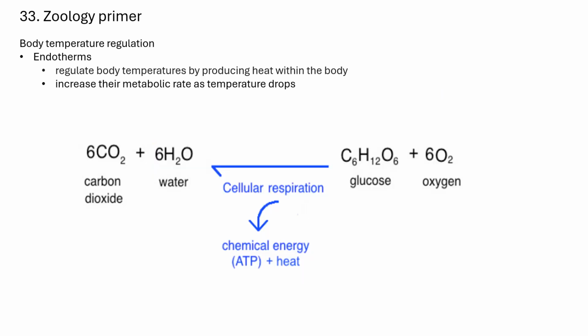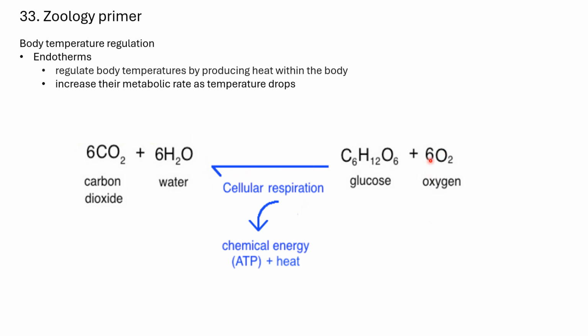And then I think I've already used this term in the last slide. We have endotherms, endo from within, regulate body temperature by producing heat within the body. They can do this by increasing their metabolic rate as the temperature drops. I hope you recognize this reaction. Arrow is pointing in this direction, and I just blotted out the photosynthesis because I want to think about cellular respiration. We had this a couple lectures ago, and I can see that cellular respiration, right?